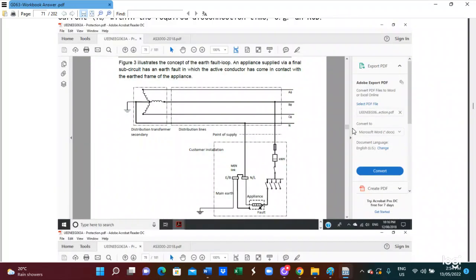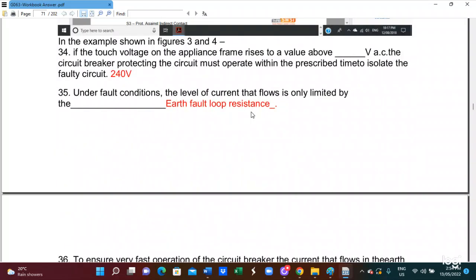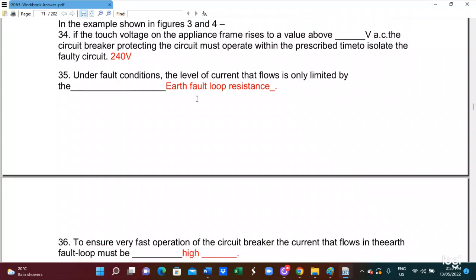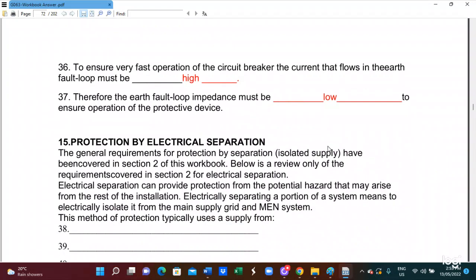This is a simple diagram. This is the block diagram you can draw. Now this is a touch voltage applied to the body, about 240 volt AC. In this case, we have to provide a circuit breaker to protect the circuit. The circuit breaker must operate within the prescribed time for isolated fault current. So to ensure the operation of the circuit breaker, the current flowing into the earth must be high, and therefore the earth fault loop impedance must be low.